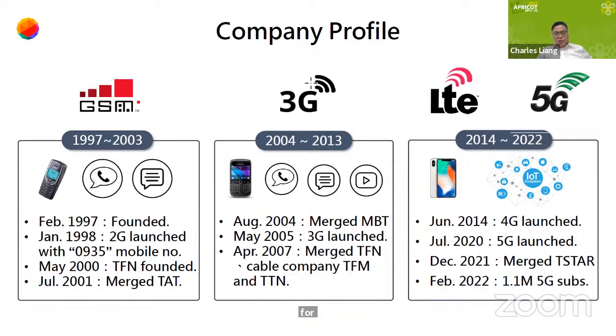In December 2021, Taiwan Mobile merged Taiwan Star Telecom (T-Star). After that, the total number of subscribers is about 9.8 million. In February 2022, Taiwan Mobile earned over 1.1 million 5G subscribers. Next page, please.